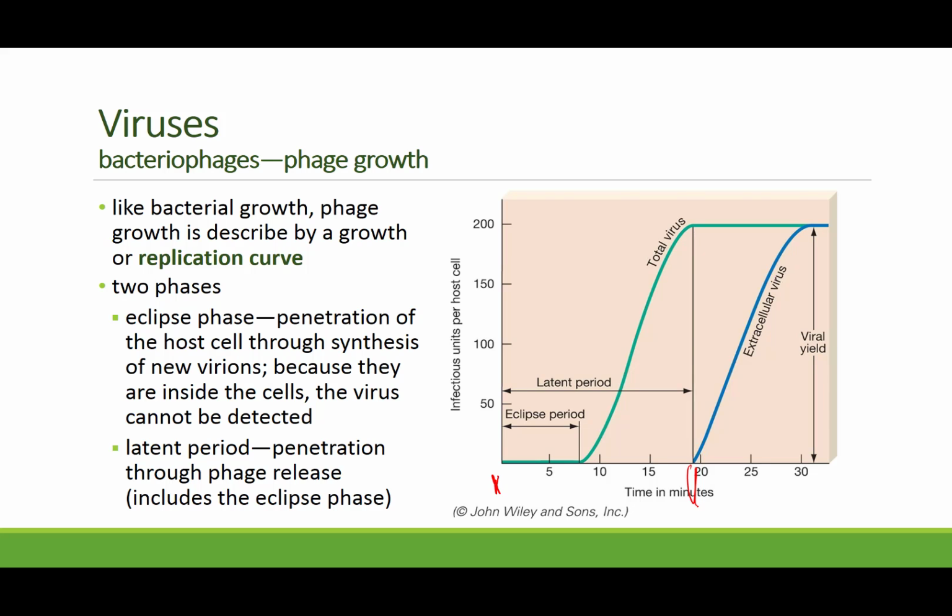So if we go and break up the cells, we could find virus particles. During that eclipse period, we don't have any fully assembled viruses made. So we see penetration, but no production of assembled viruses yet. The latent period includes the eclipse period plus the time after maturation and release. Okay, hopefully that makes sense.